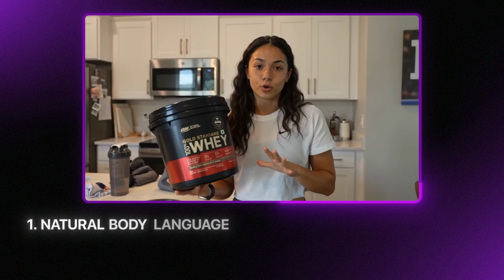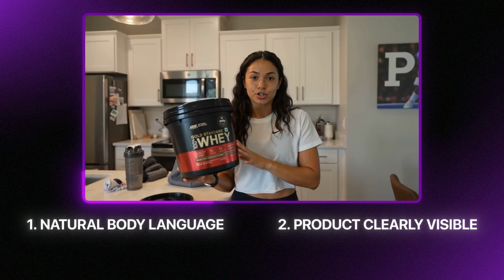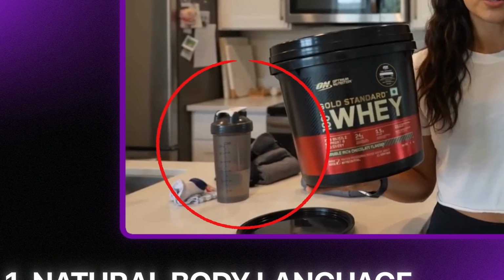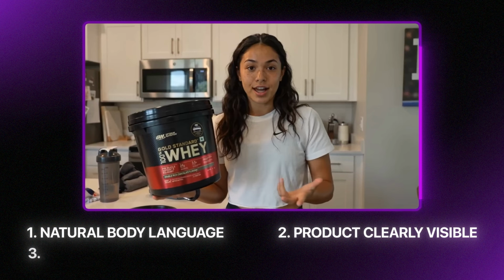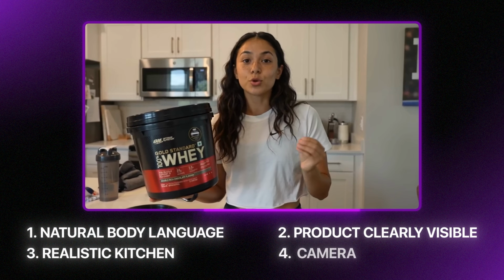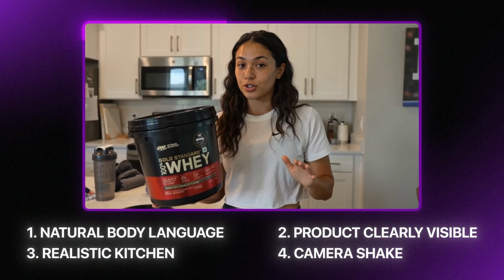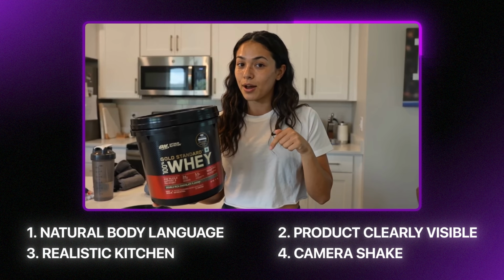This result is way better. The character's body language feels natural. The actual product is clearly visible. The Nike t-shirt is there, gloves on the counter, protein shaker in frame, and the kitchen behind looks like a real lived-in kitchen. There's even a slight camera shake, like it was filmed on a regular phone instead of a professional rig. Not too fancy, not too plain.